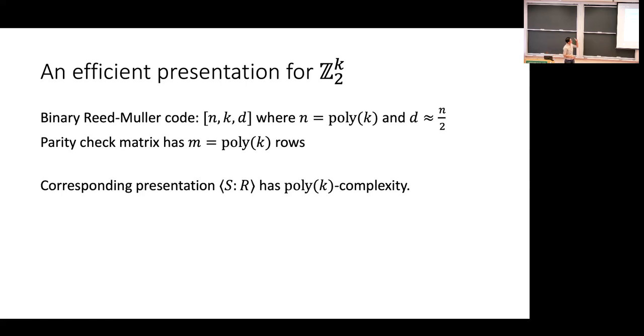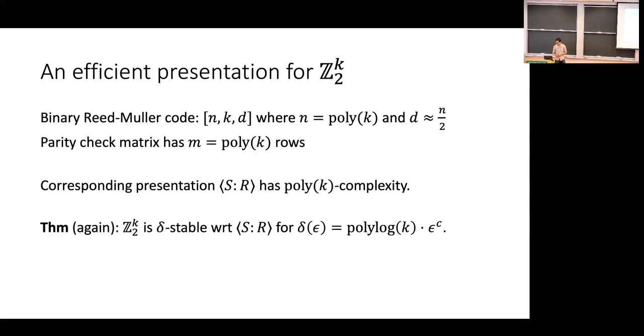Again, we'll take this binary Reed-Muller code where we've chosen the parameters so that block length is polynomial in k, and distance is almost n over 2. The presentation has poly k complexity. I'm just restating the main theorem, which is that with respect to this presentation, we get this stability result. Maybe I'll say a few words about how this is proved towards the end of this talk.